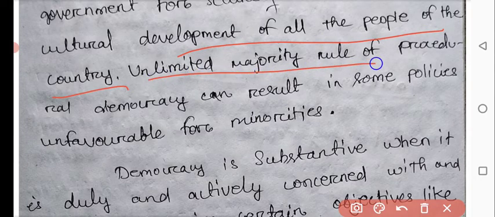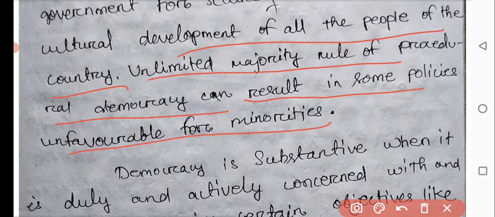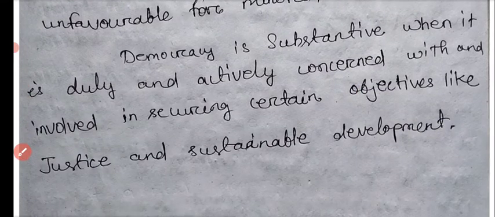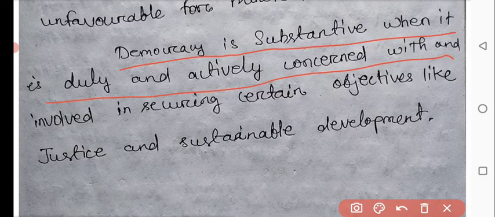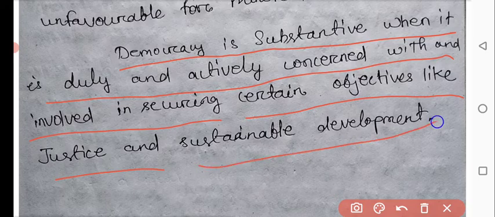Unlimited majority rule of procedural democracy can result in some policies unfavorable for minorities. Democracy is substantive when it is duly and actively consulted with and involved in securing certain objectives like justice and sustainable development.